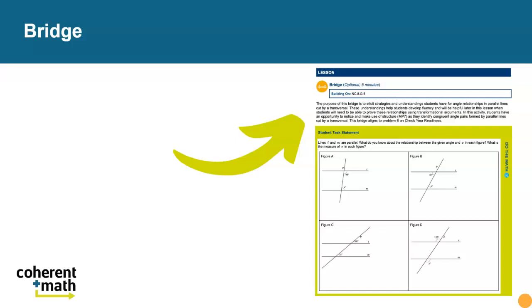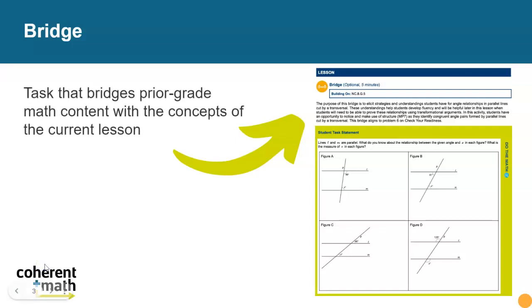The first task in each lesson would be the bridge. The bridge is the task that bridges prior grade math content with the concepts of the current lesson. Bridges are optional based on your student work from their Check Your Readiness. So some of the bridges may be optional, or you may need to give the bridge to some or all of your students based on their responses and the Check Your Readiness.